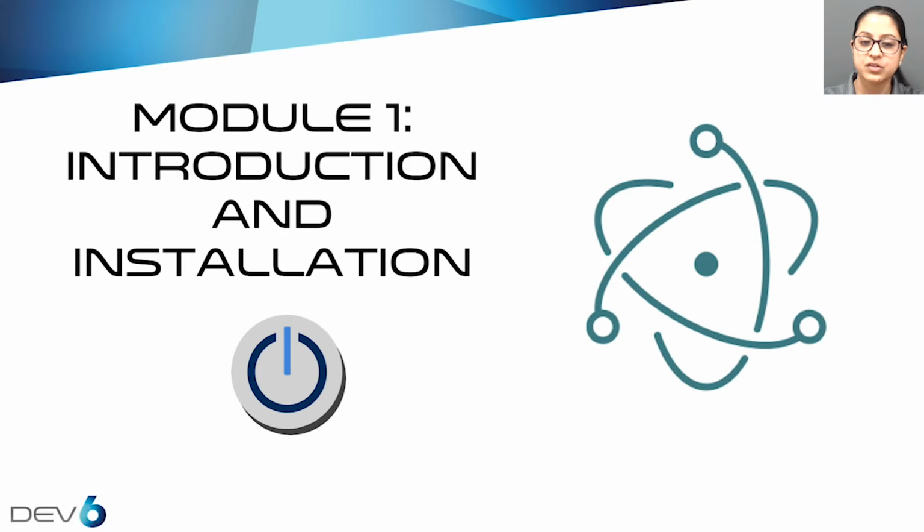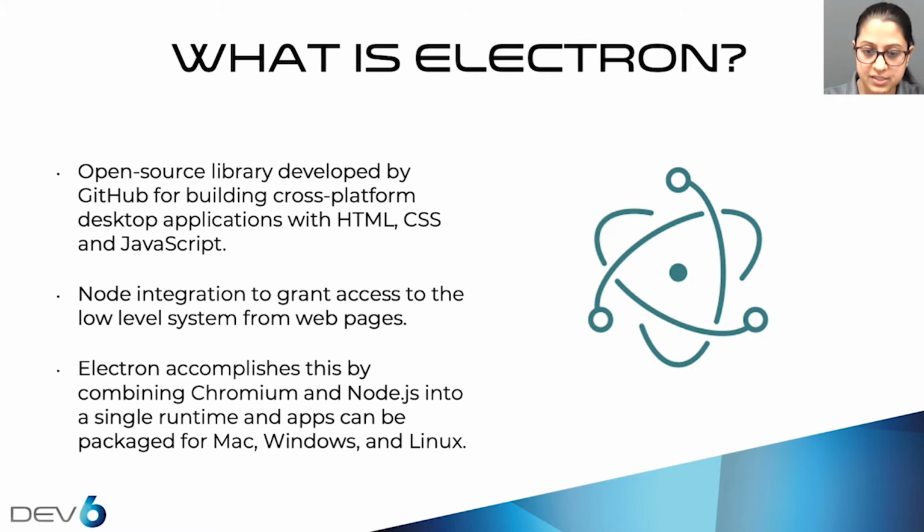So here we go, the first module, Introduction and Installation of Electron. So before that, we will see what is Electron. Electron, it's an open source library developed by GitHub for building cross-platform desktop applications with HTML, CSS, and JavaScript. So at the core, you just need HTML, CSS, and JavaScript knowledge to develop a fully functional Electron app.